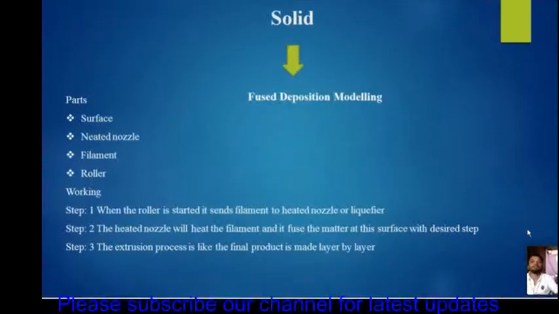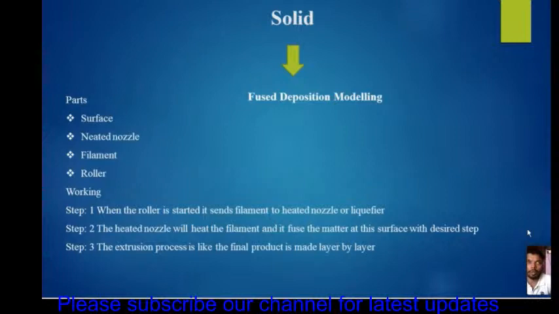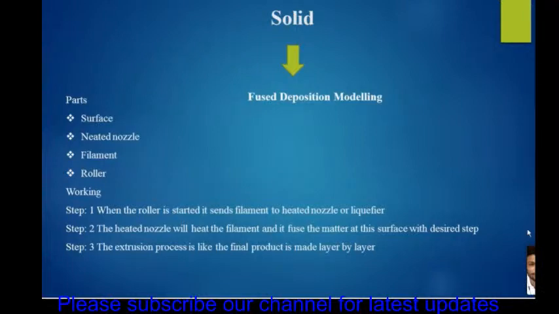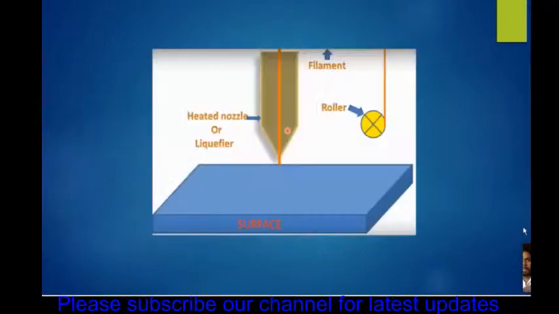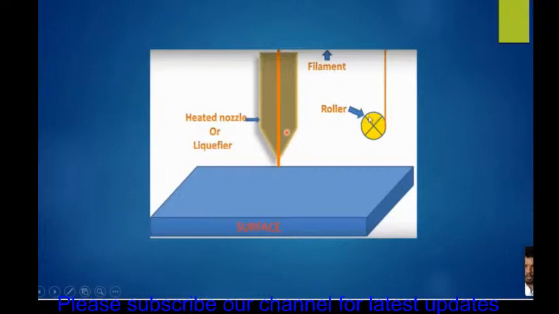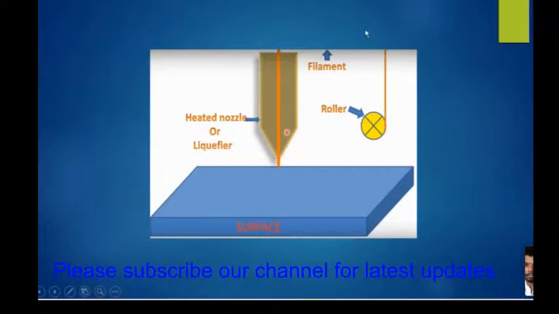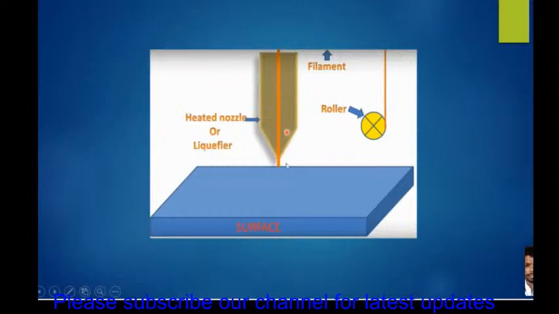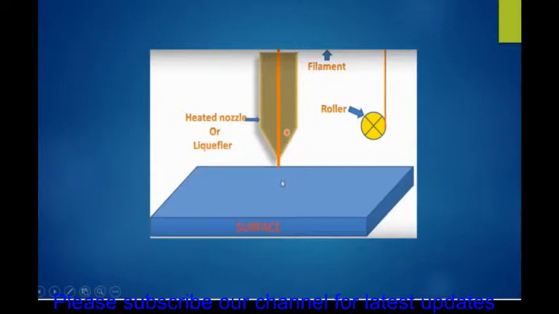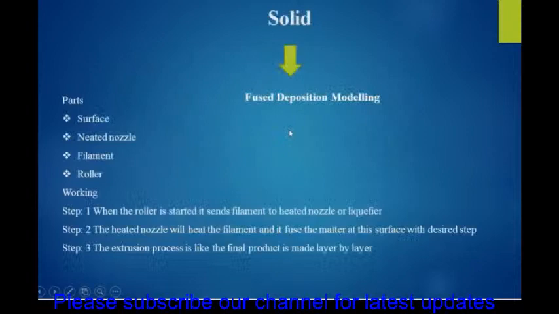Okay, I've come to the main agenda. The term fused deposition modeling, why is it named so? Because here the raw material we use is filament. The roller holding the filament sends the filament to the heated block. Inside the heated block, the filament is fused, melted, to produce a solid model on top of the surface. That's why it is named fused deposition modeling.